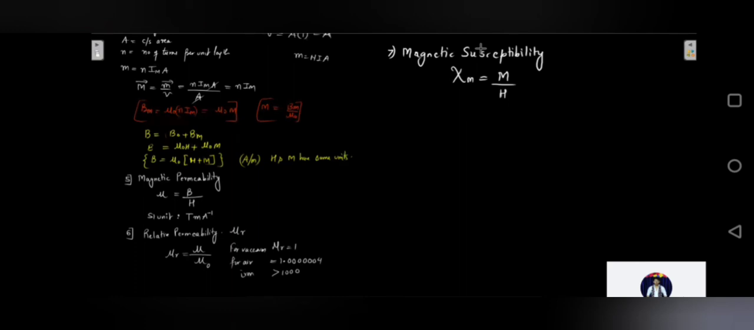intensity is magnetic susceptibility. If you see, M and H both have the same units, so there won't be any unit for magnetic susceptibility. Magnetic susceptibility has no units. So do not confuse between the intensity of magnetization and magnetic susceptibility.